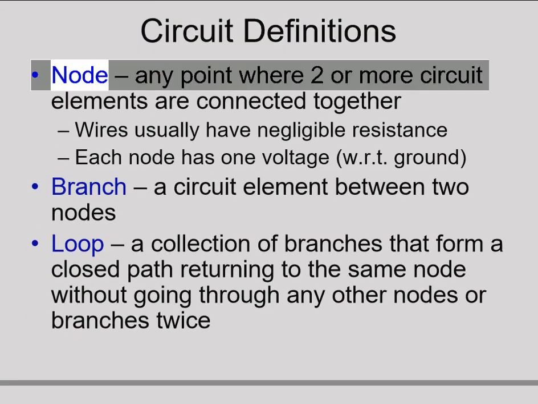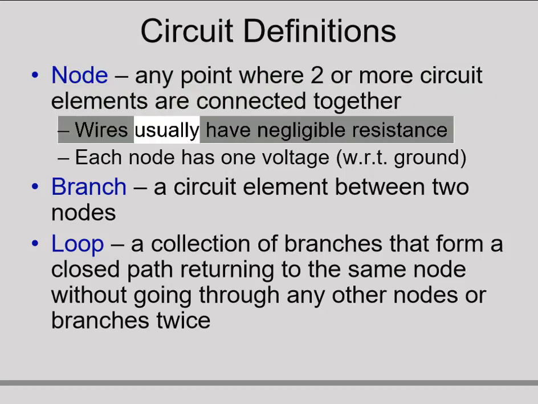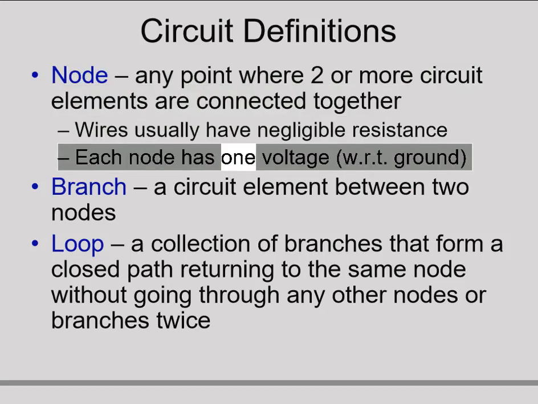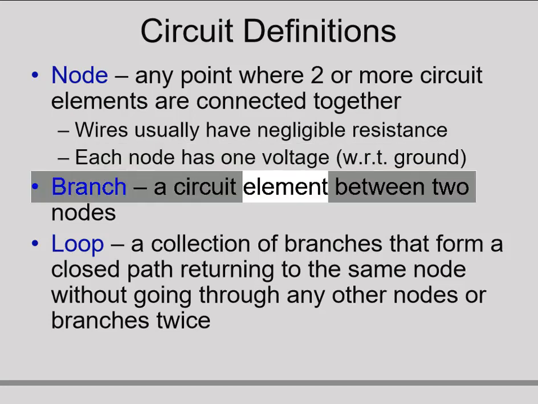Circuit definitions. Node: any point where two or more circuit elements are connected together. Wires usually have negligible resistance. Each node has one voltage, with respect to ground. Branch: a circuit element between two nodes.